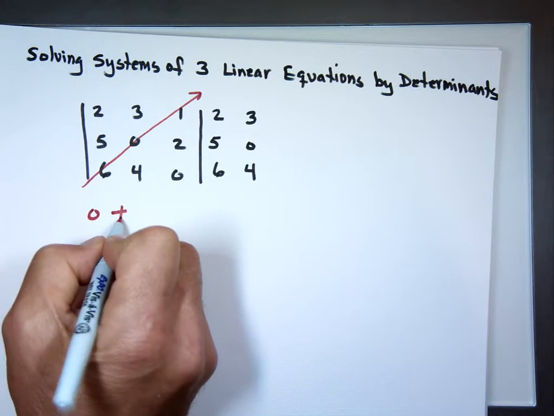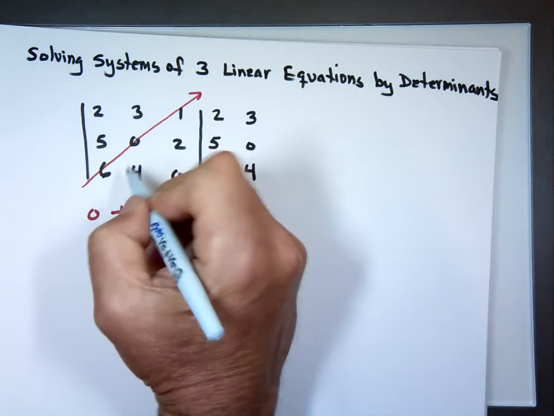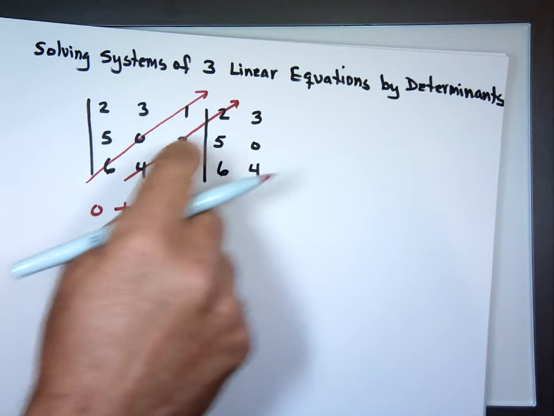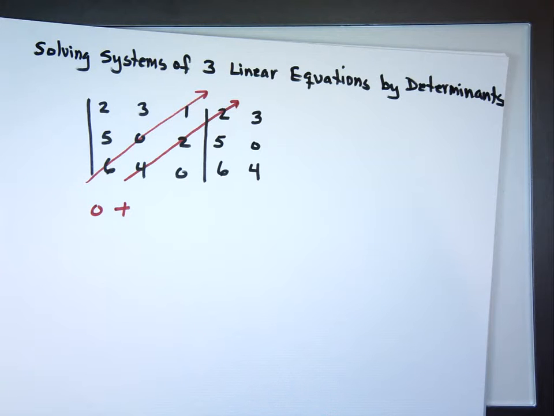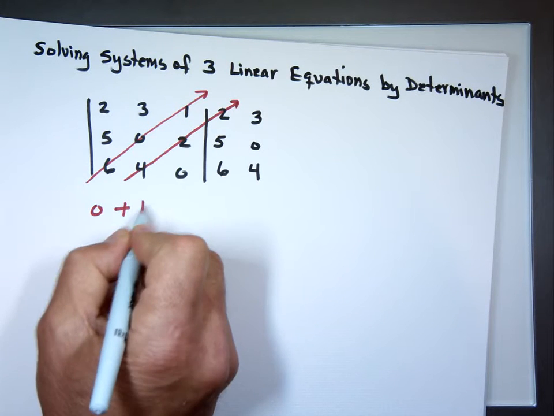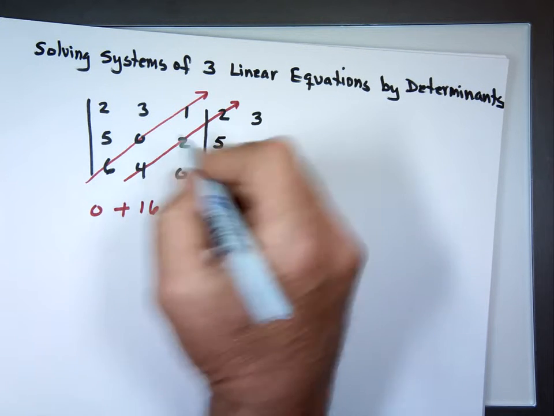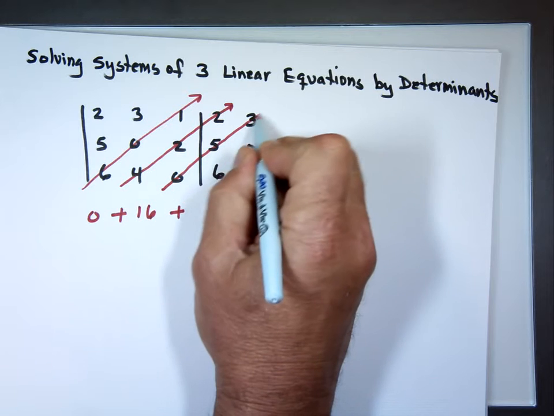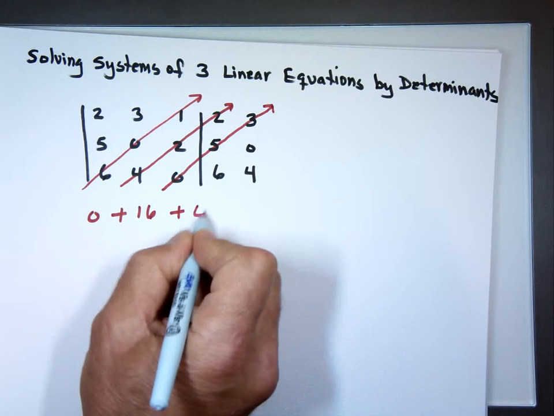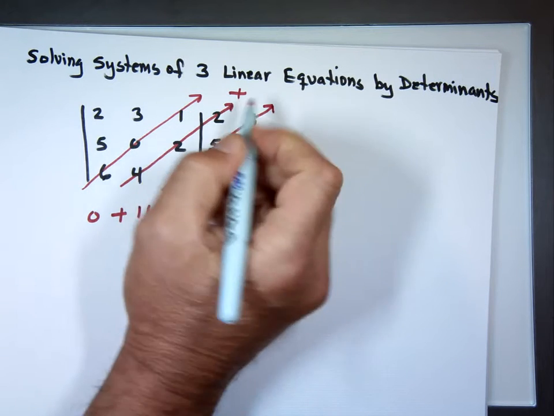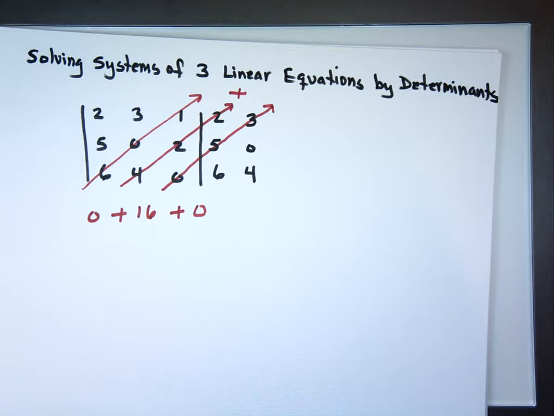Plus. Let's multiply this one. Notice it's a plus. 4 times 2 times 2. What's that? 16. Plus 0 times 5 times 3. 0. That's not bad, huh? So we add them all. Don't get excited yet. There's a subtraction coming.